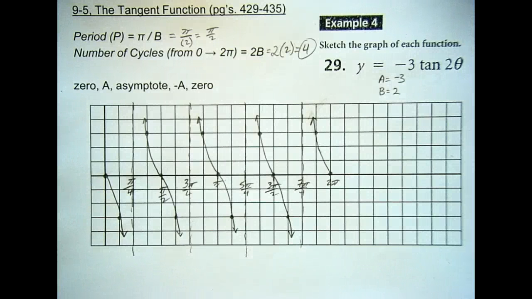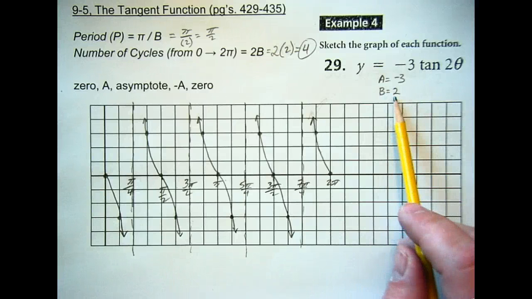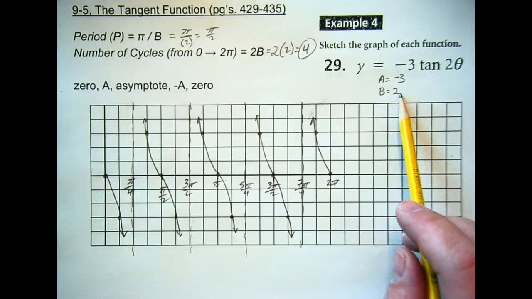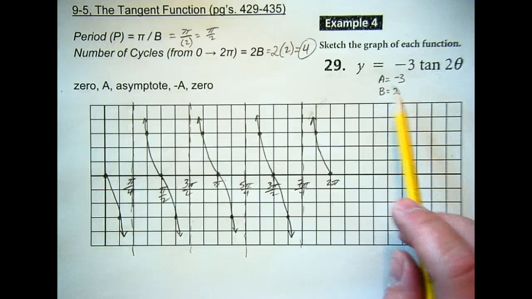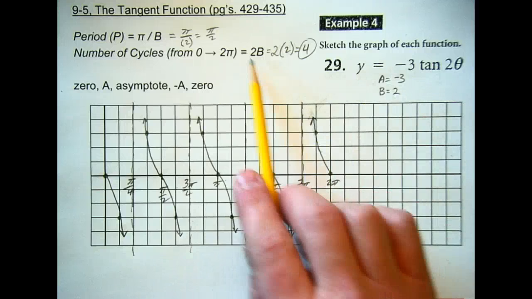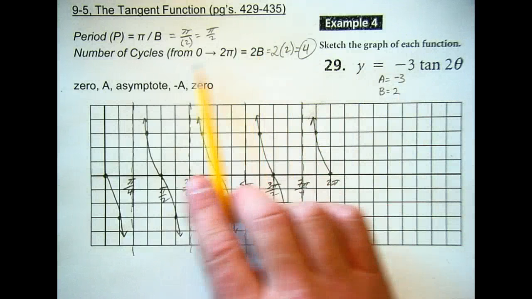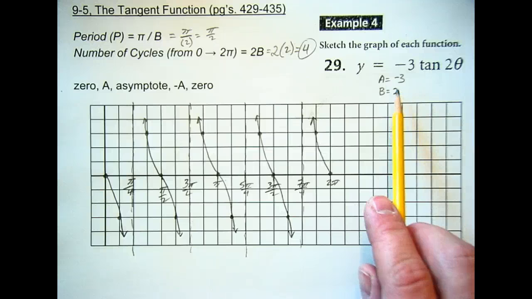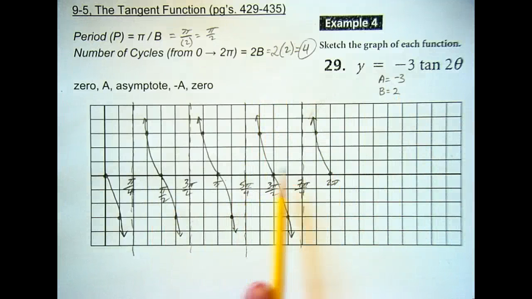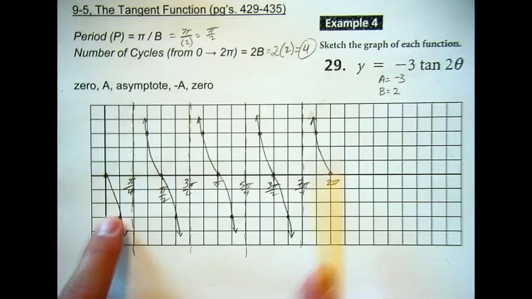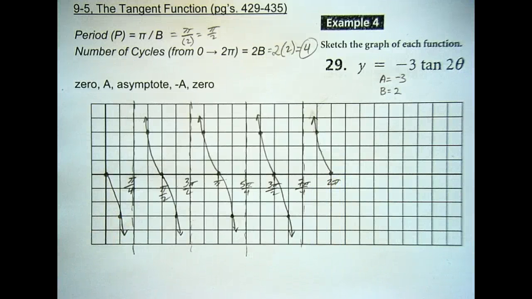So the b equals 2, it's just showing that there's 2 squares in between every asymptote? No. That's telling us the number of cycles is always 2b. So in this case, 2 times 2, that means there's 1, 2, 3, 4 cycles from 0 to 2 pi. But what's the b on the graph? Where is that? That's what b tells us. That's it, yeah. Okay?